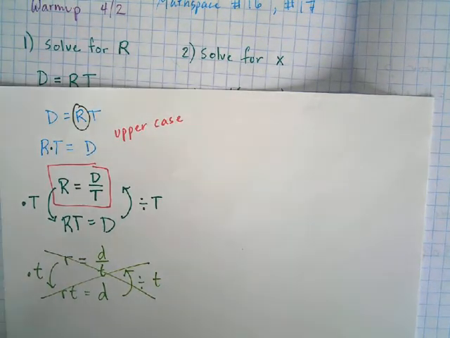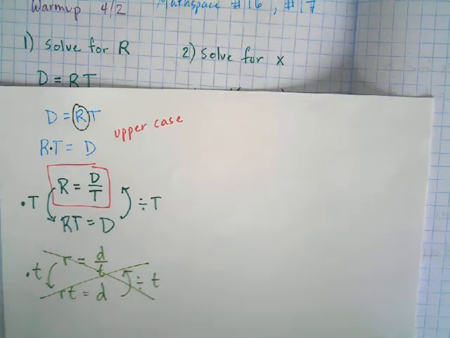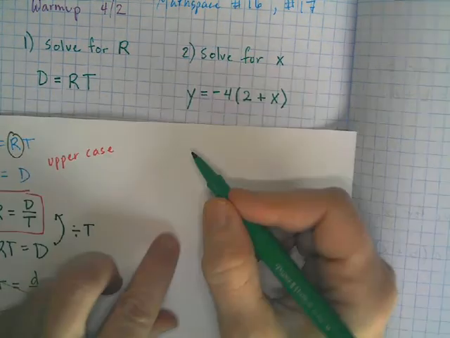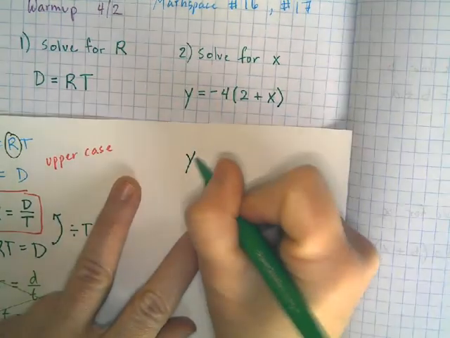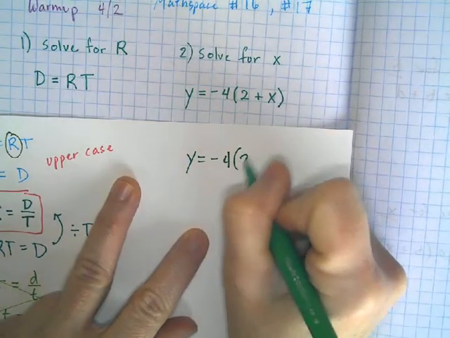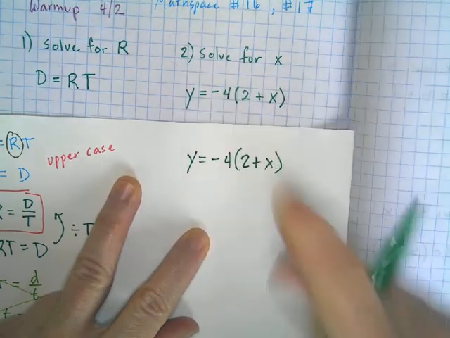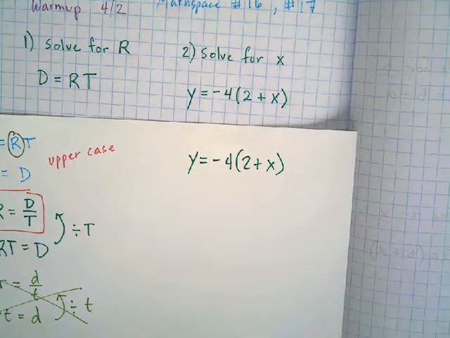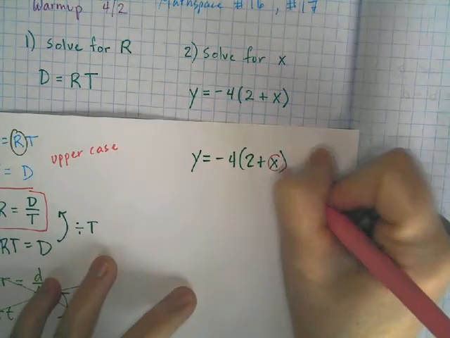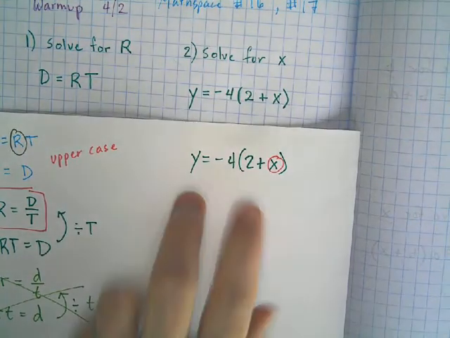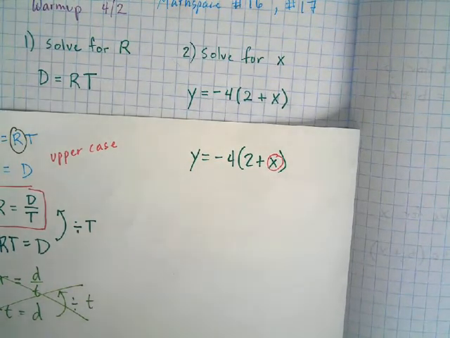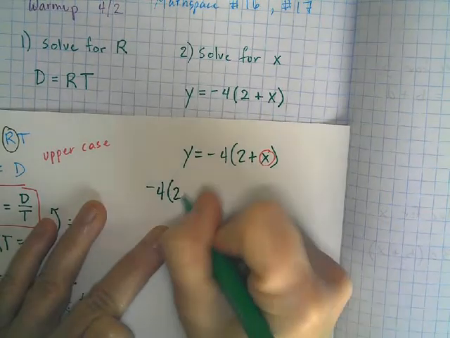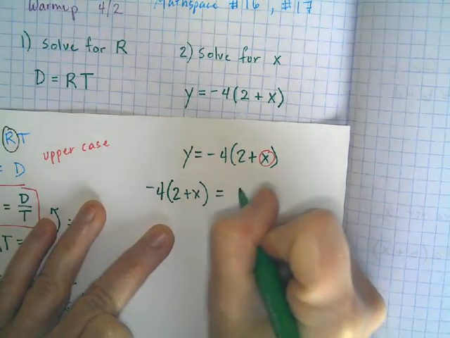All right, so that was problem 1. Okay, problem 2. We have y equals -4 times (2 plus x). And this time it says solve for x. Let's see. Here's my x. I don't like having it over on that side, so I'm going to swap both sides and rewrite it. I'm going to have -4(2 plus x) equals y.